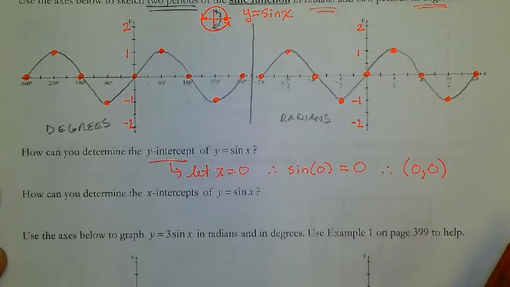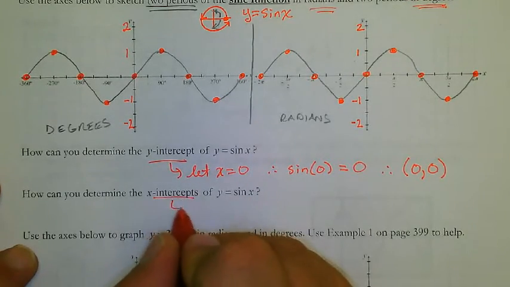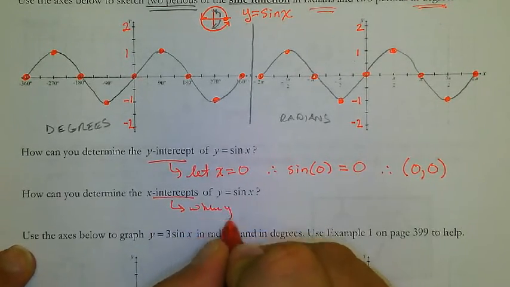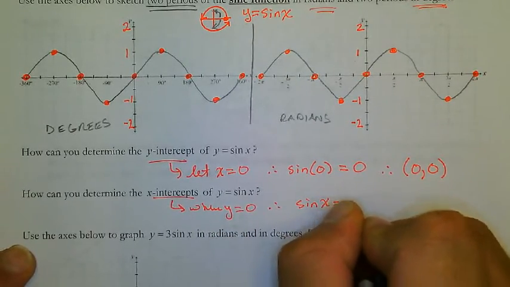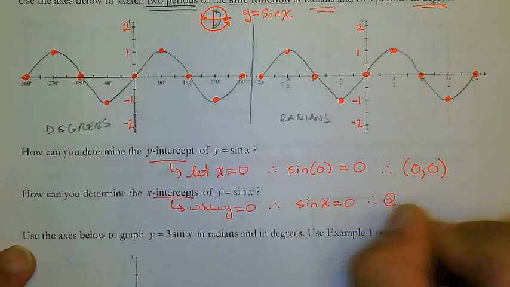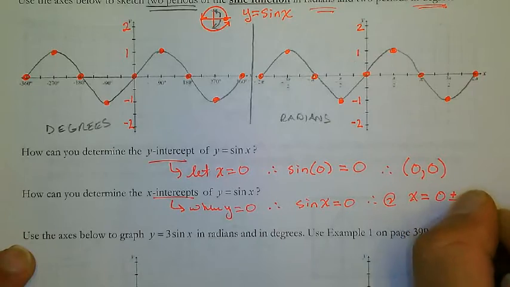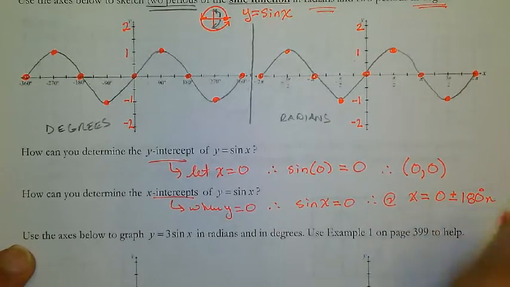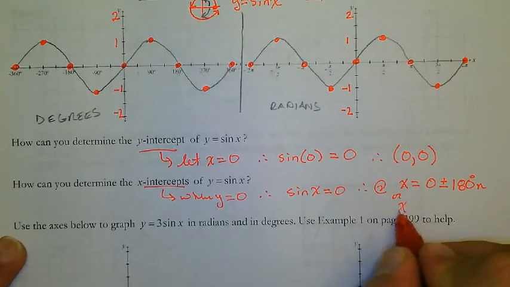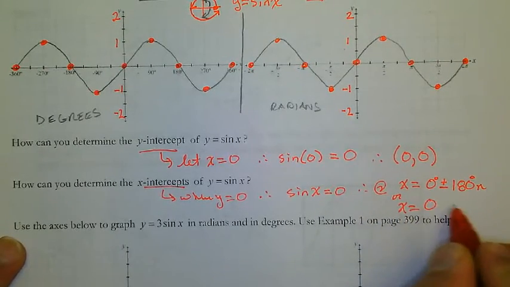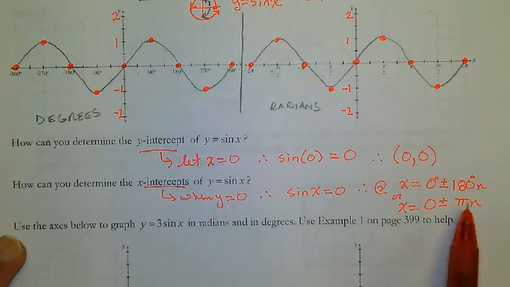What about the x-intercepts of the sine of x? The x-intercept is still going to be when y equals 0, so when the sine of x is equal to 0. Therefore, x is equal to 0, plus or minus any number of half revolutions. Or at x equals 0 radians, plus or minus half a revolution, and any number of half revolutions.